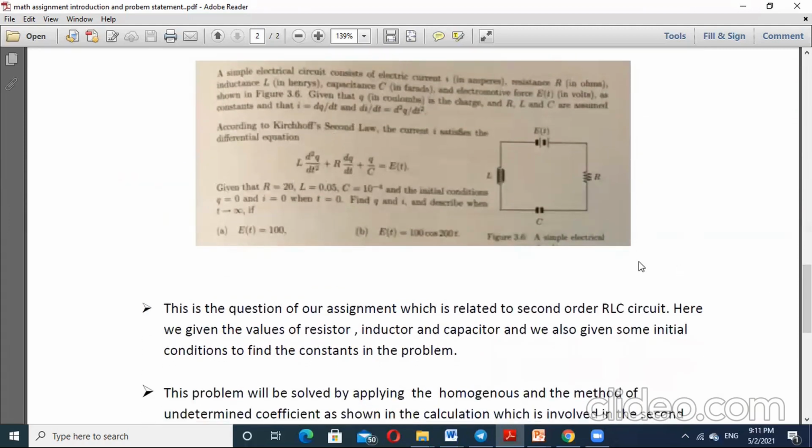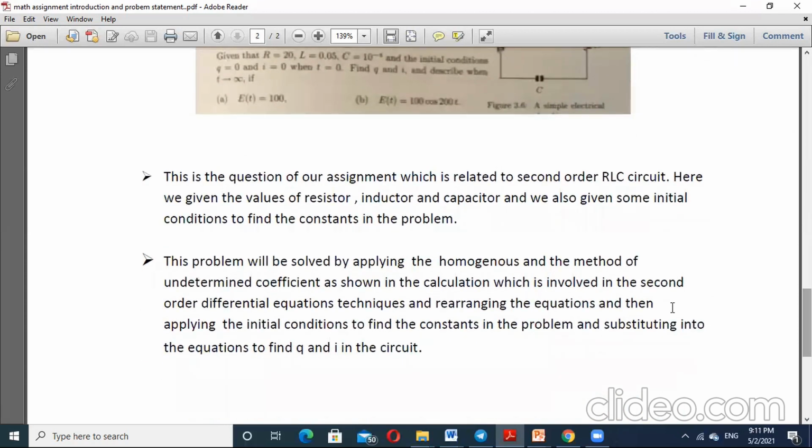This is the question for the assignment, which is of course related to second order RLC circuits. Here we are given the values of the resistor, inductor, and capacitor, and we are also given some initial conditions to find the constants in the problem. This problem will be solved by applying the homogeneous equation and the method of undetermined coefficients, as shown in the calculation, which involves second order differential equation techniques. We also rearrange the equation, apply the initial conditions to find the constants, and substitute them into the equations to find Q and I in the circuit.